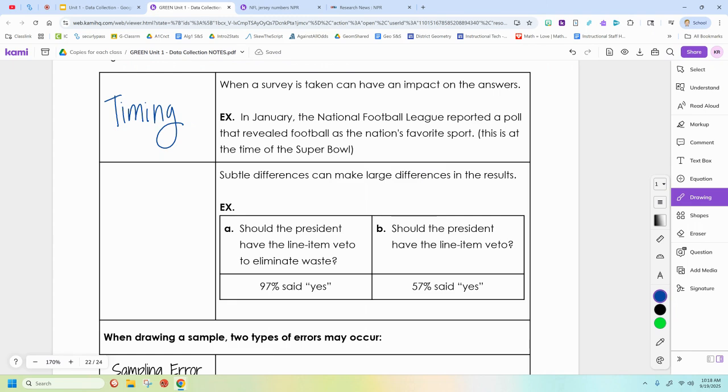If we talk to people in January, and the NFL is doing this survey, the NFL reported a poll that revealed football as the nation's favorite sport. Well, of course, right now it's exciting. The Bills might make it to the Super Bowl, right? So we're all wound up. But maybe instead, if we did that poll during the Summer Olympics, and it wasn't given by the NFL, you get a very different answer for what people's favorite sports are.